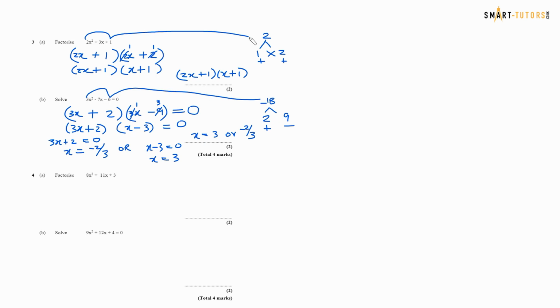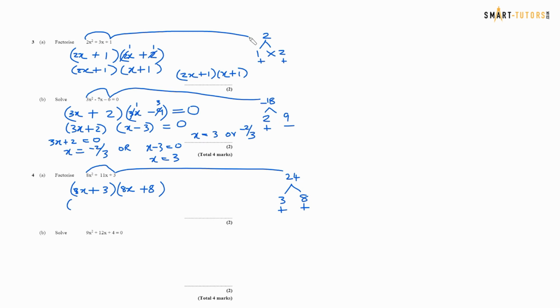Question number 4. 8x squared plus 11x plus 3. Again, decomposition method. 8 times 3 is 24. 2 factors, 3 and 8, make 24. Plus 3 plus 8 added together gives 11. So we found the factors. 2 brackets, 8x at the start, plus 3 plus 8 is the factor.